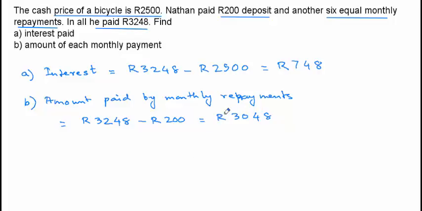Now this amount has been divided equally into 6 months or 6 repayments. Therefore, what is the amount of each repayment? The monthly repayment is equal to this amount divided by 6, which is equal to, I guess, 508.